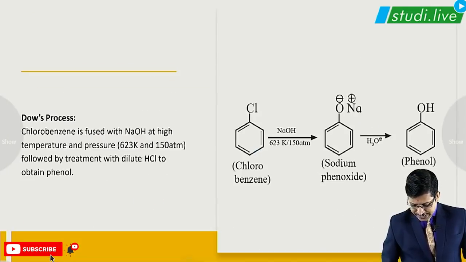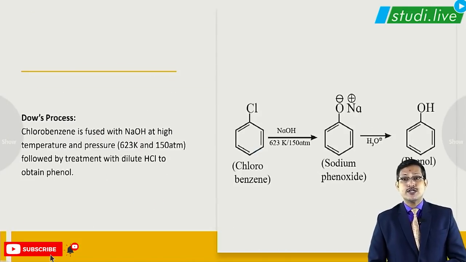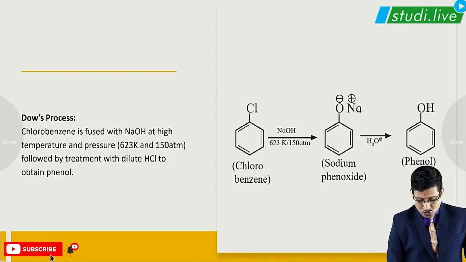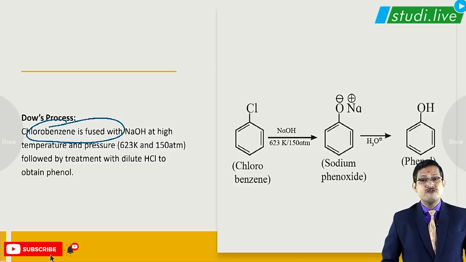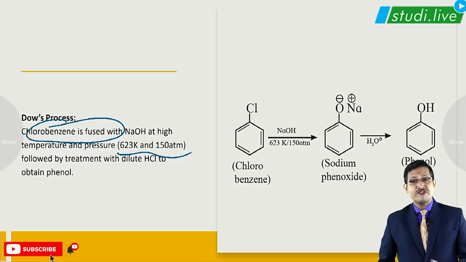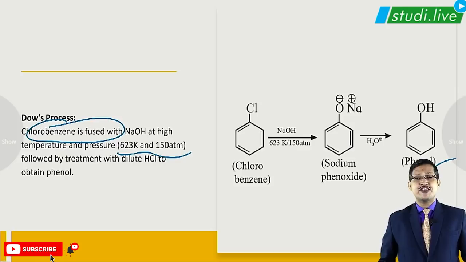Moving on to the next reaction. Now coming to Dow's process, a preparation of phenols. Now, chlorobenzene is fused with NaOH at high temperature. What is that condition? 623 Kelvin, 150 atmospheric pressure, and that gives you the formation of phenols.